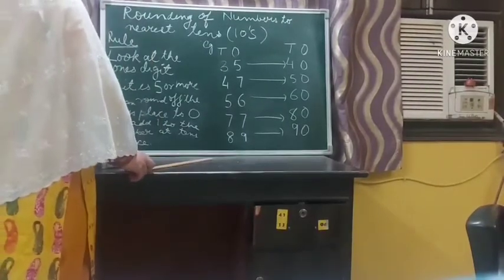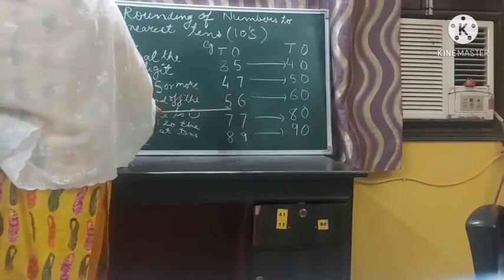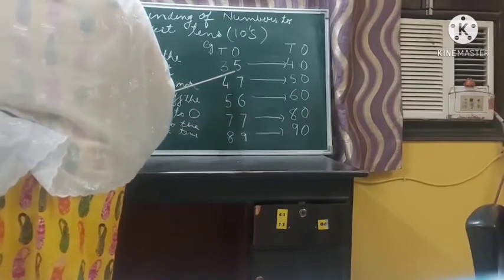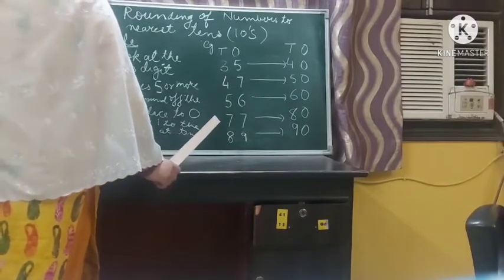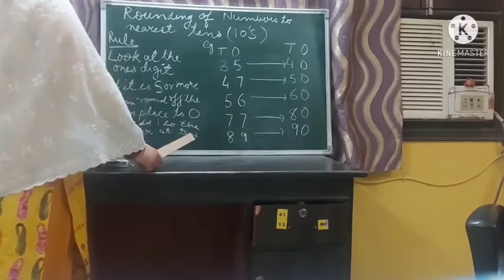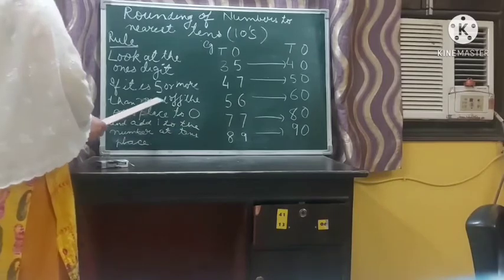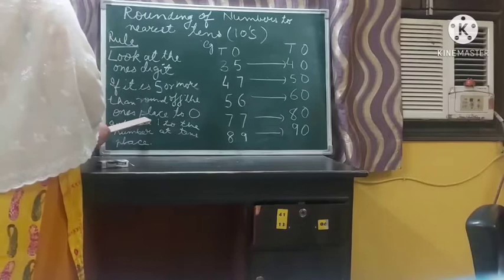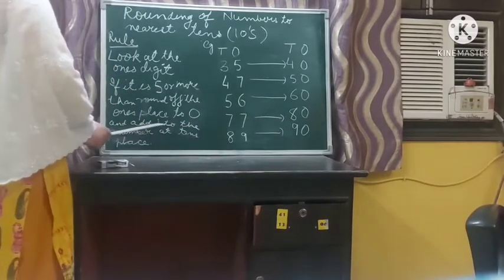Now let us take some more examples. See the numbers 35, 47, 56, 77, 89. In all these numbers, the ones place is 5 or more than 5. So, the first rule was about the number when the ones place is 4 or less than 4. Now the ones place is 5 or more than 5. When the ones place is 5 or more than 5, then also in the ones place you will write 0 and in the tens place you will add 1 to the number.